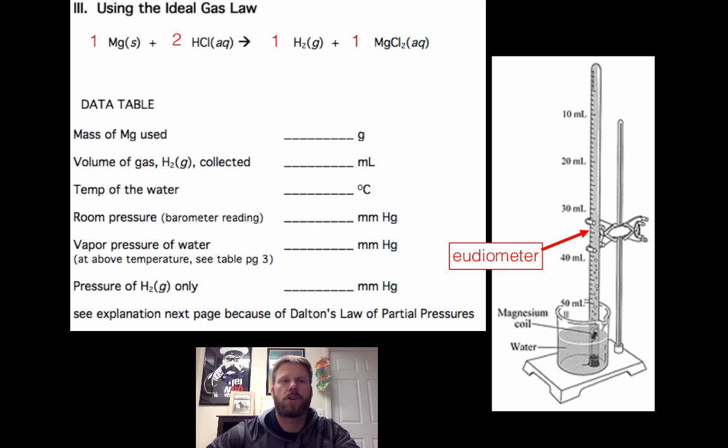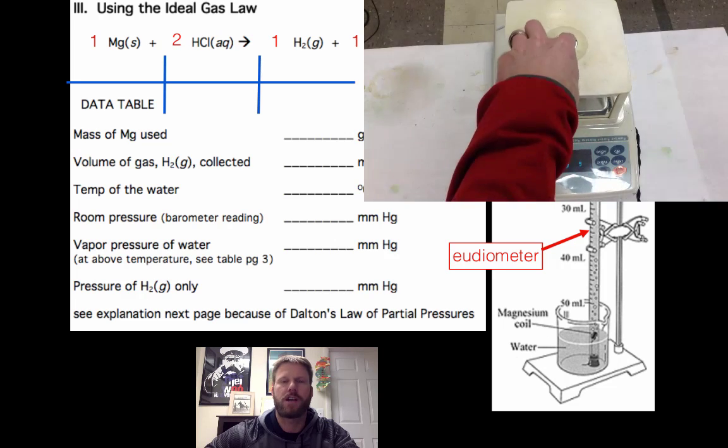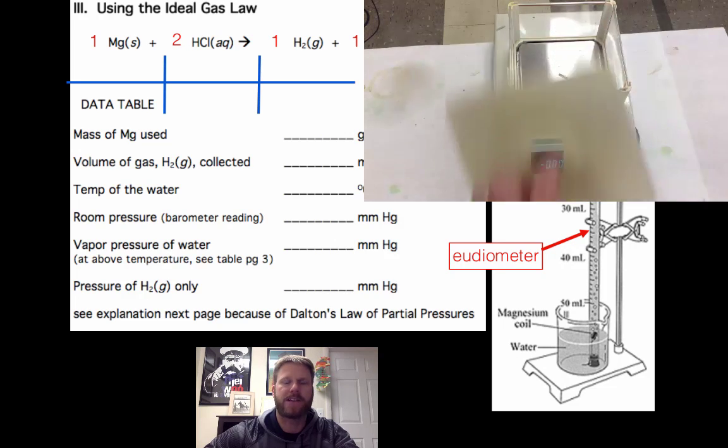Now, if we have a certain starting amount of magnesium and it reacts completely, we could just do the old-fashioned way to determine how many moles of gas form. We could just use stoichiometry. So this will be a way for us to check our answer using the ideal gas law.